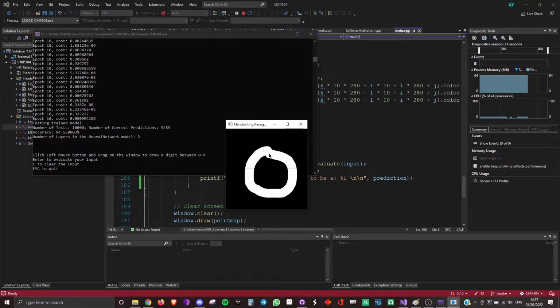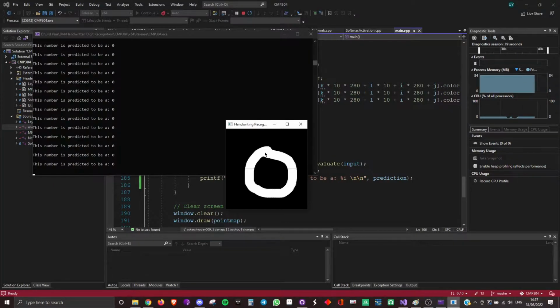But if you draw 0 here, it should say that it's a 0. Draw 1, it should say it's a 1. Draw 2, say it's a 2. Draw 3, it should say it's a 3. 4, a 5. Okay, that messed it up. Let's try that again. That's not a 6. That's 5. There we go.